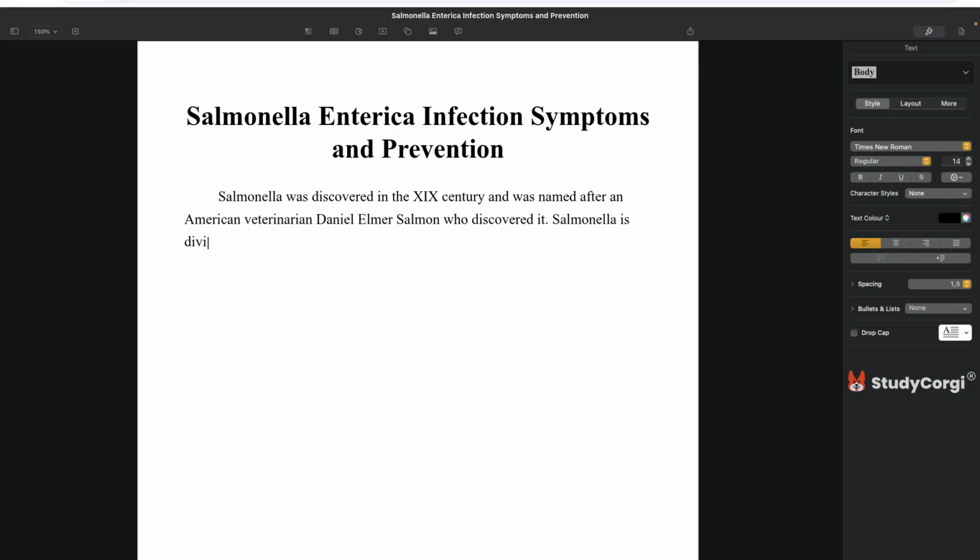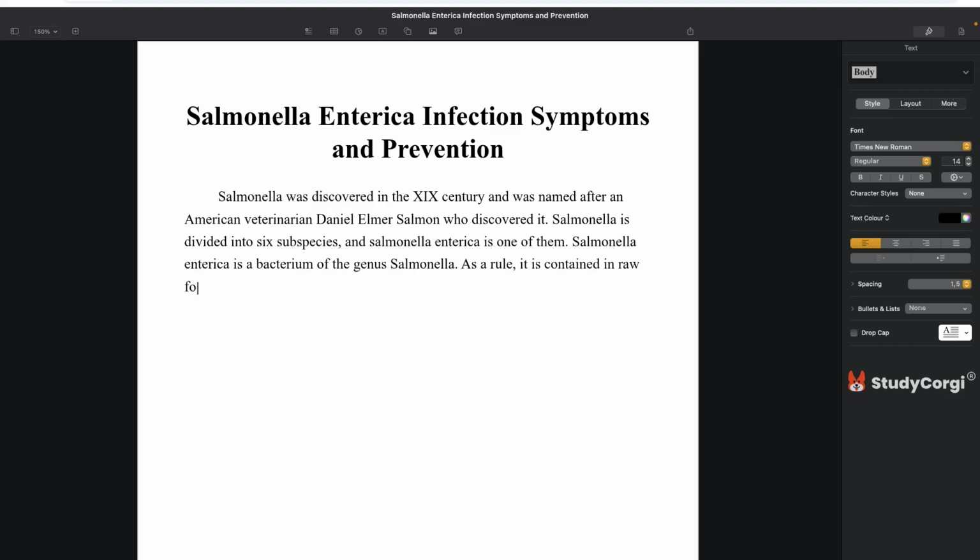Salmonella is divided into 6 subspecies, and Salmonella enterica is one of them. Salmonella enterica is a bacterium of the genus Salmonella. As a rule, it is contained in raw food, specifically in hen or geese eggs, or other food that contains them as ingredients, if the preparation procedures were violated.